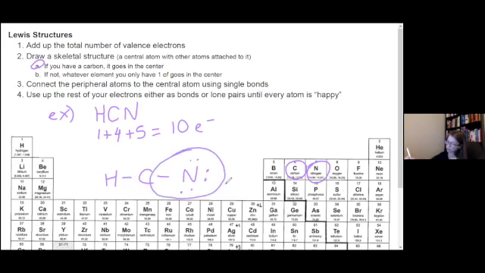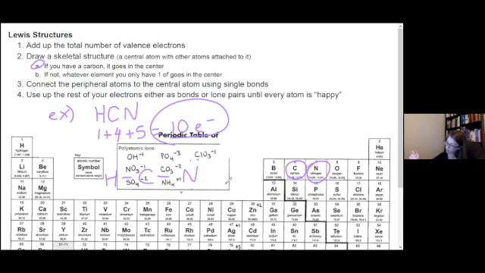Nitrogen has 2, 4, 6, 8, the 3 lone pairs and the bond, so it's happy. But my carbon only has 2, 4, 2 in each bond, so it's not happy. I can't add any more electrons because I'm maxed out at 10 here. But what I can do is take some of the lone pairs from nitrogen.